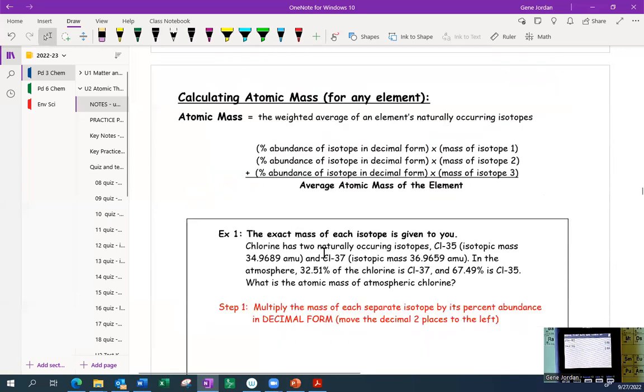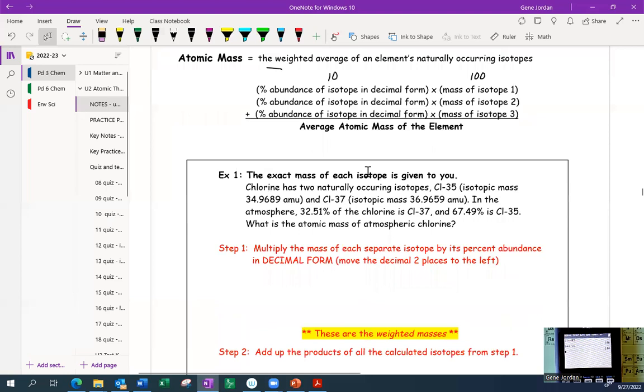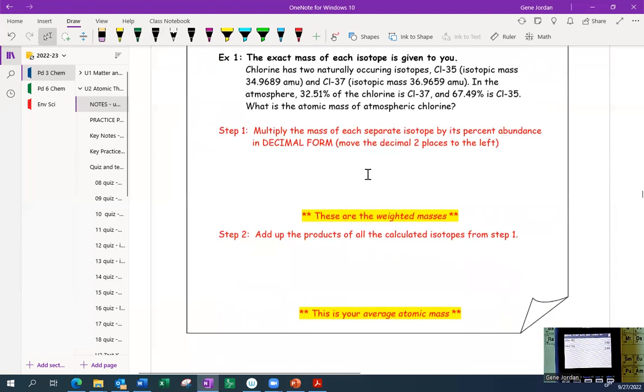All right, let's move on to the next page. We're going to calculate the atomic mass for any element. The way you do that is you take the weighted average of an element's naturally occurring isotopes. So let's say it's 10% and its mass is 100, we multiply those up, and that will give us our weighted mass. Now I'll do this example once or twice, and then I'll give you some practice problems in the notes.